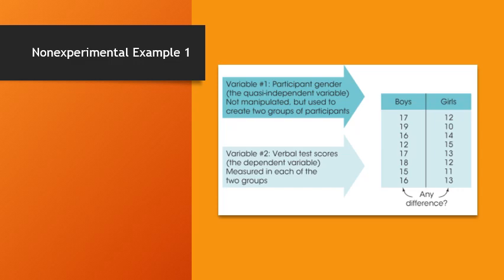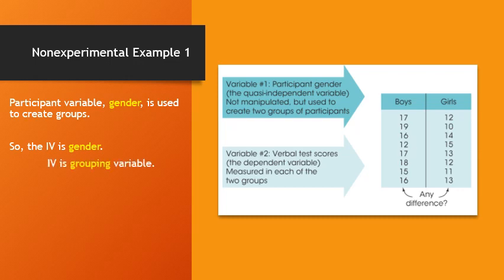And again, the independent variable is going to be the girls versus the boys. So gender is used to create groups. So the independent variable is gender. Independent variable is a grouping variable. Dependent variable is the verbal test score. The dependent variable is a score for every single person in the study.